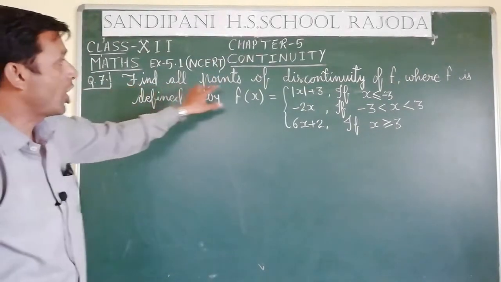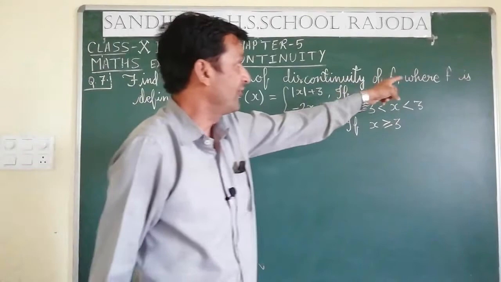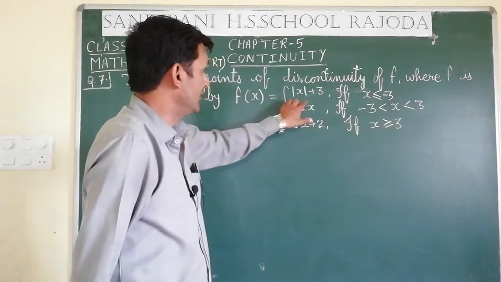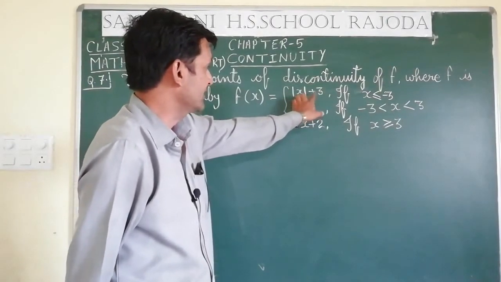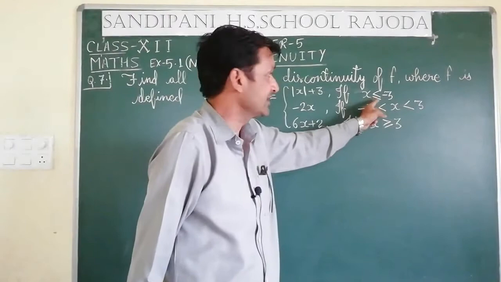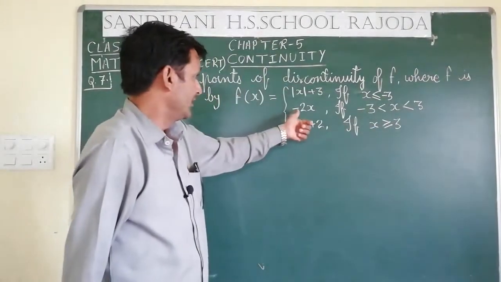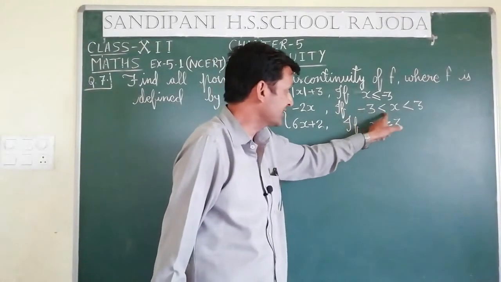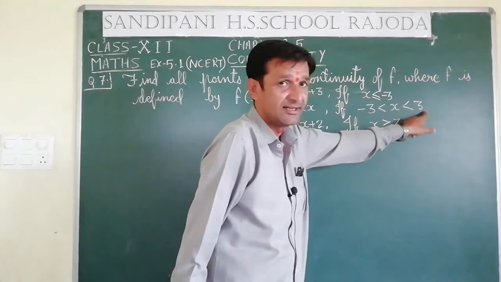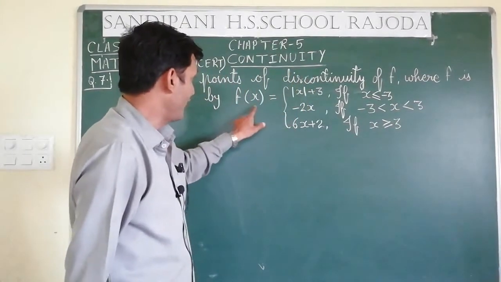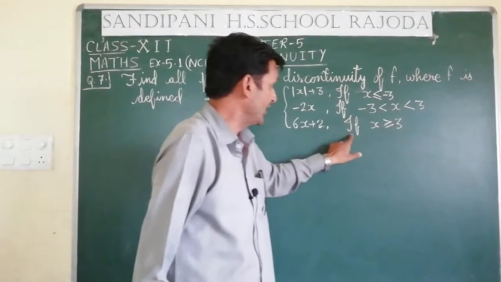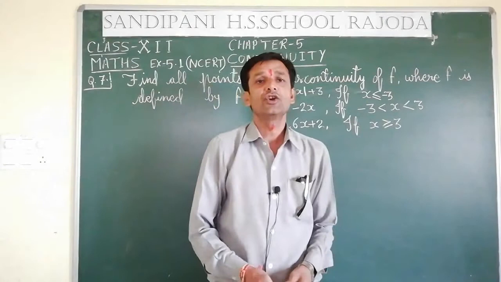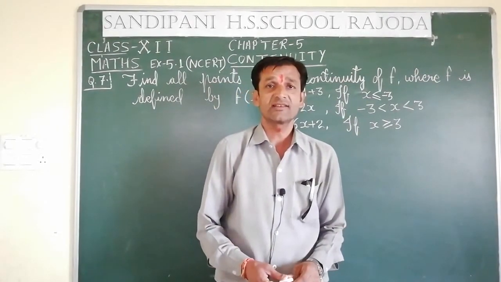The question is: find all points of discontinuity of f, where f is defined by f of x is equal to mod of x plus 3 if x is less than or equal to minus 3, f of x is equal to minus 2x if minus 3 is less than x is less than 3, and f of x is equal to 6x plus 2 if x is greater than or equal to 3. This means we have 2 points where we have to discuss the continuity.